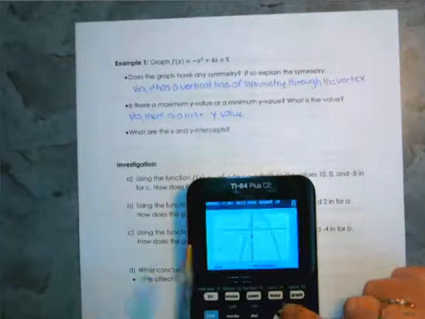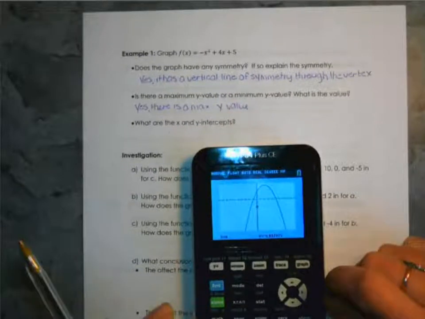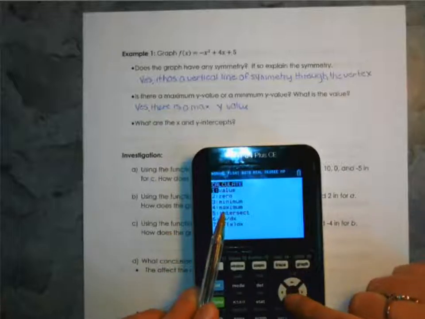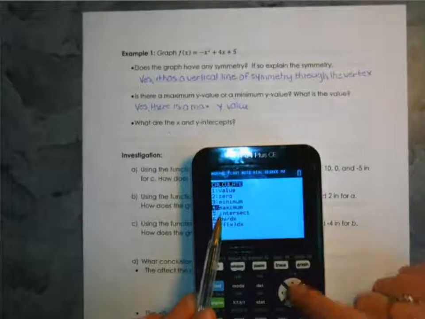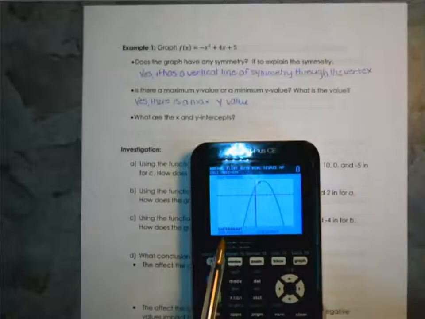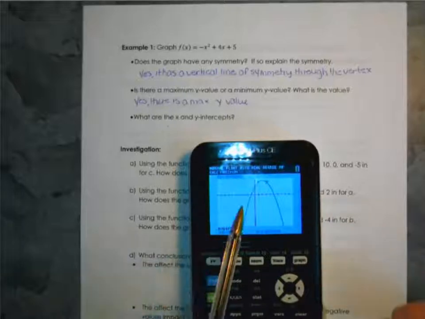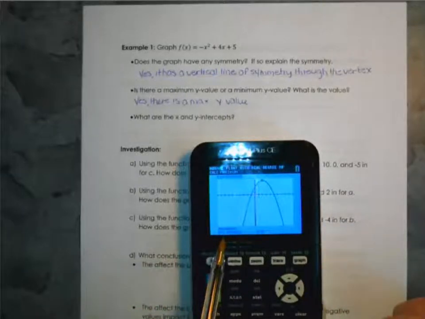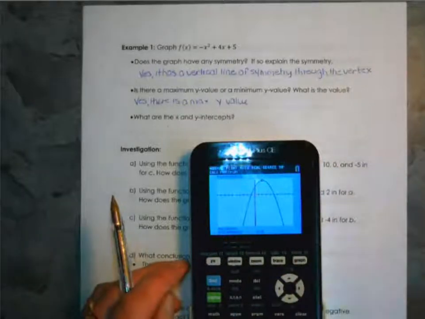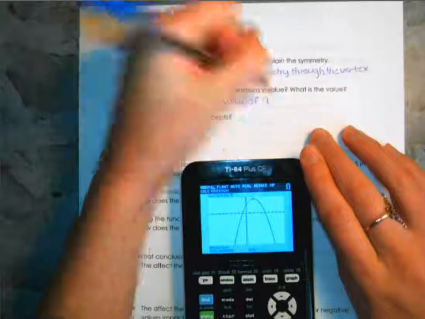And what is the value? This is where we need to be able to do our calculations. And so basically what we would need to do is go second function trace. Remember, in this case, we're looking for a maximum, so we want to choose number 4. Hit enter. And again, it's going to ask you left bound, so make sure you're on the left side of the peak. Go right bound, enter, and then guess, enter one more time. And so it says our maximum is at x equals 2 and y equals 9. So we can say there is a maximum y value of 9.